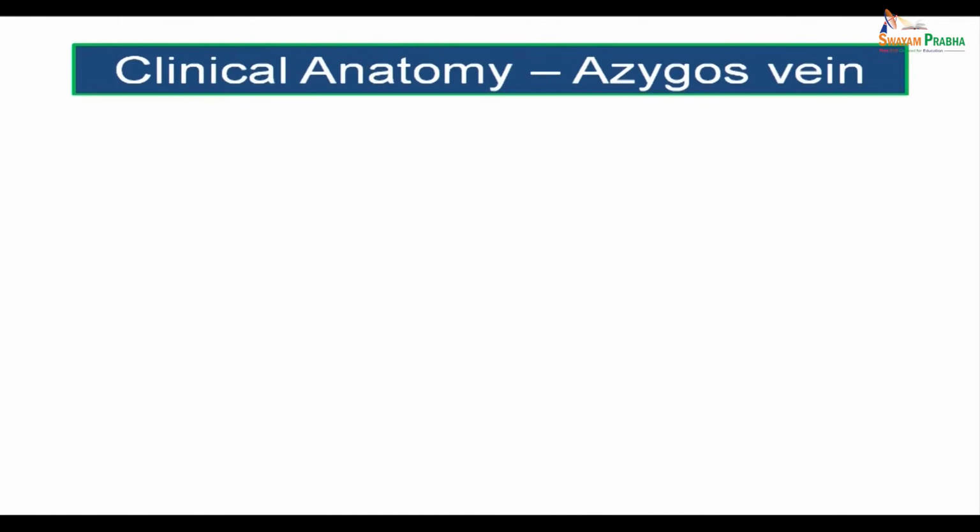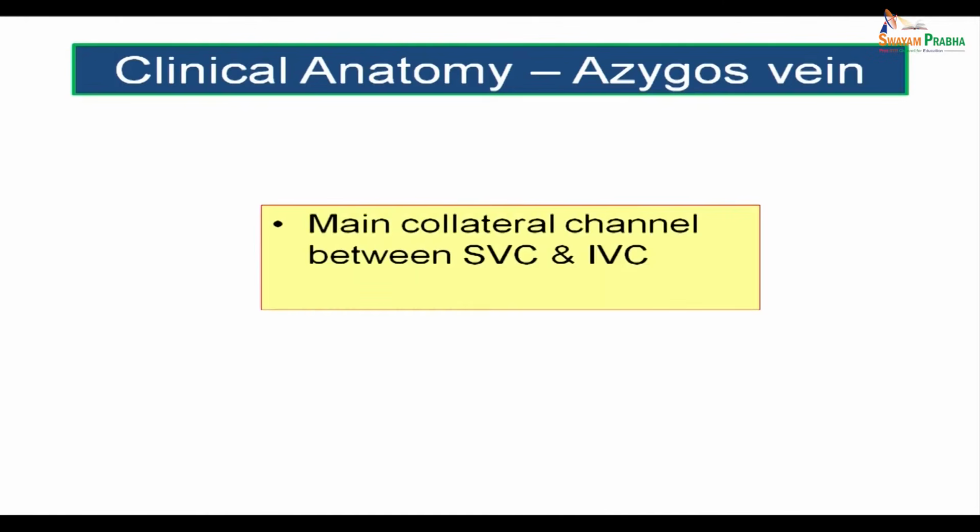Coming to the clinical anatomy of the azygos vein, it is the main collateral channel between the superior vena cava and the inferior vena cava. Because of this communication, azygos veins can be enlarged along with the posterior intercostal veins in case of obstruction of the superior or inferior vena cava. If posterior intercostal veins are enlarged, it results in notching of the ribs.